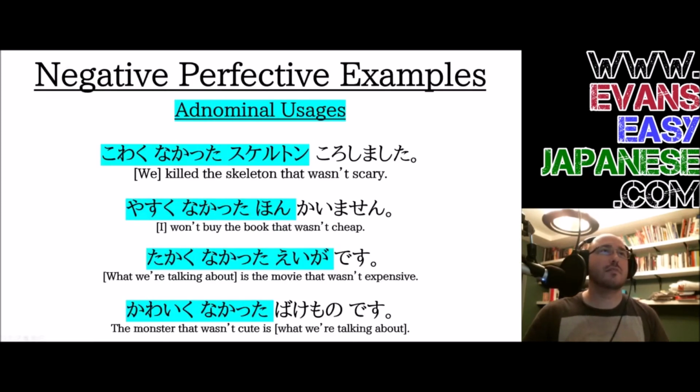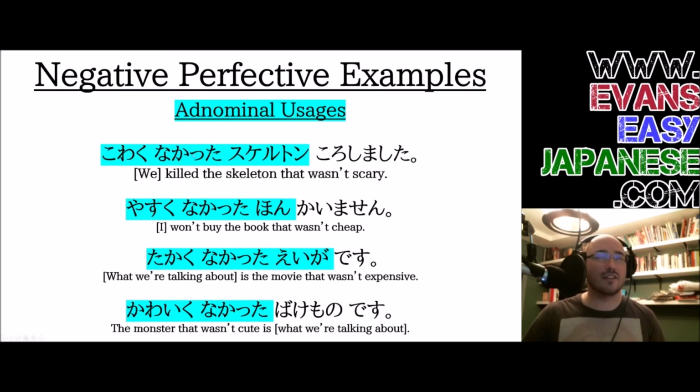I got negative perfective examples in the adnominal usages. So these are once again going to be the ones where we're saying like, oh, it's that one or something like that. 怖くなかったスケルトン殺しました。I killed the skeleton that wasn't scary. Kowaku nai is not scary. Kowaku nakata, the wasn't scary skeleton. Koroshimashita, I killed it.